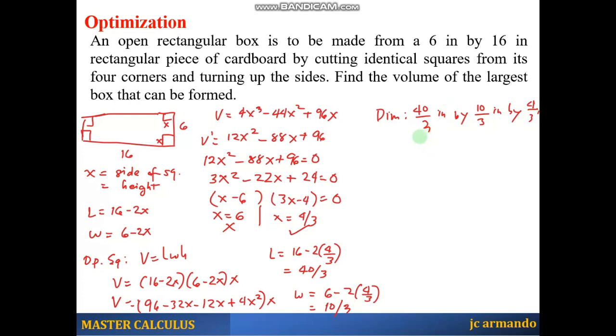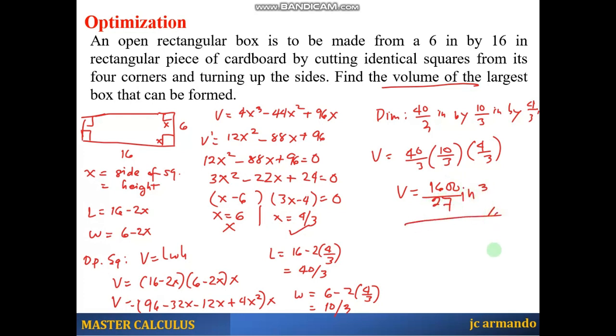Yan ang dimensions. Paano mo makuha yung volume? Sabi kasi sa problem, ang volume ang hinahanap. So, i-multiply mo lang 40 over 3 times 10 over 3 times 4 over 3. And that would be 1,600 divided by 27 inch cube. So, this would be the maximum volume.